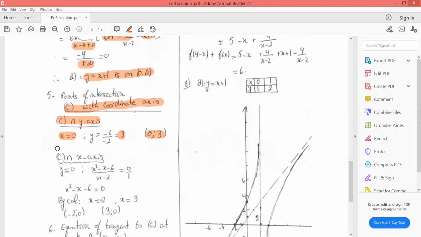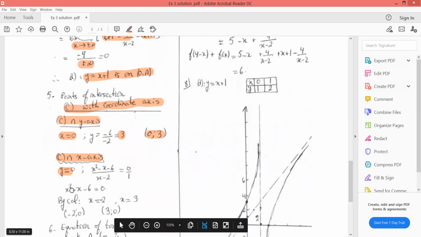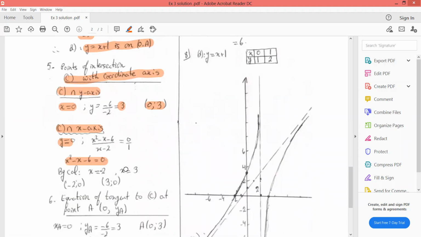Similarly, for C intersection x-axis, to find the intersection between C and the x-axis, we take y equal to 0. So (x squared minus x minus 6) over (x minus 2), this is f(x), equals 0 over 1. By cross multiplication, we get x squared minus x minus 6 equal to 0. By using your calculators, we get x equals minus 2 and x equals 3. So there are 2 points. The first one is (minus 2, 0). The second one is (3, 0).